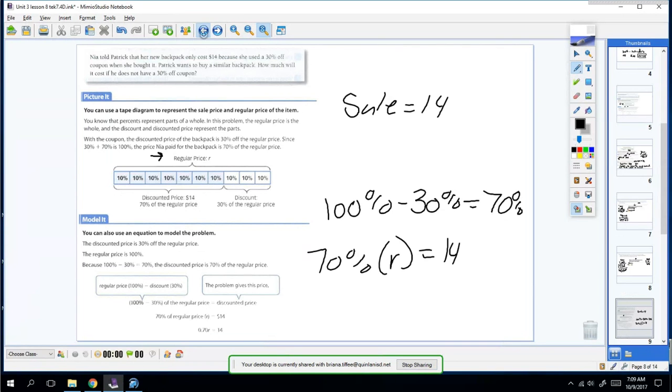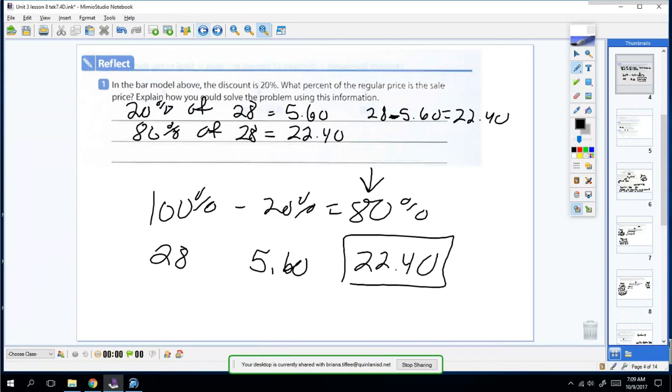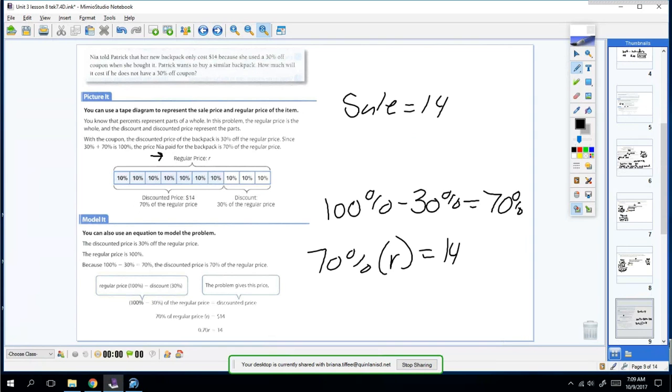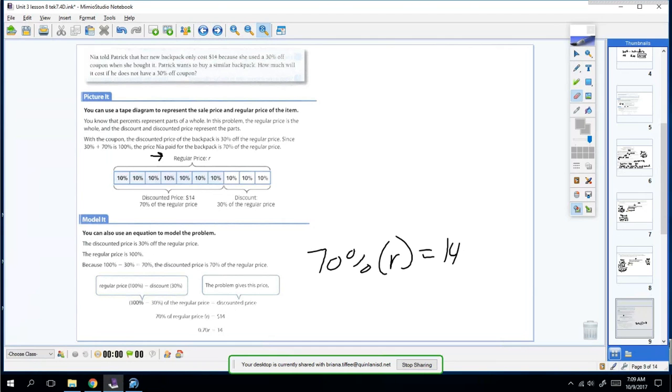This is the same idea as we did here, because 80% of my regular price gave me my sale price. Well, this is working a little bit backwards. So we take 70% of my regular price, it gives me my sale price. Well, I know my sale price is 14. I'm trying to find my regular. So we can rewrite this as a different equation. So 70% times R is equal to 14, or 0.7 times R is equal to 14.